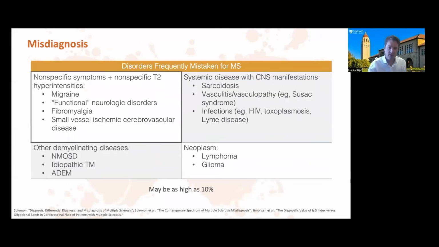And so I want to just talk briefly about the reasons for misdiagnosis. Misdiagnosis is as high as 10%, and the most common reason is an over-reliance on MRI in the context of non-specific symptoms and non-specific T2 hyperintensities. And I can't overemphasize how important it is to interpret the MRI only if your pretest probability is high. That is to say that their presenting symptoms are typical of an MS syndrome, which we've already discussed.